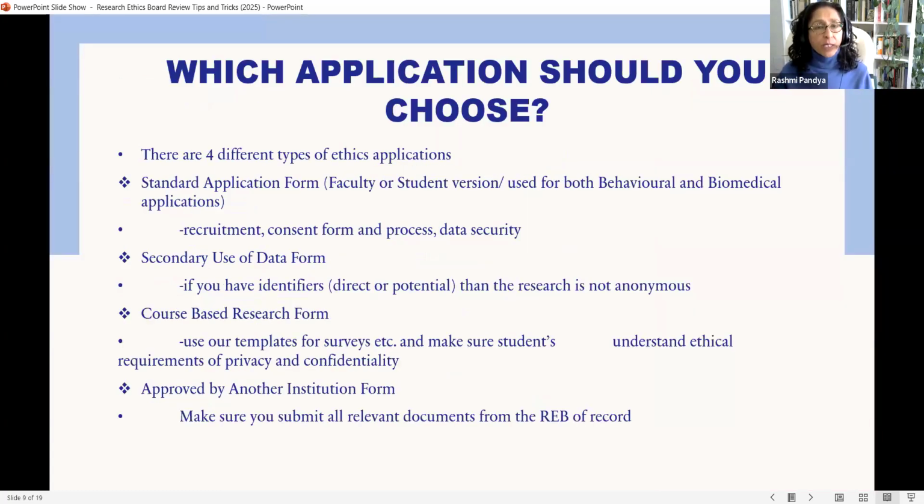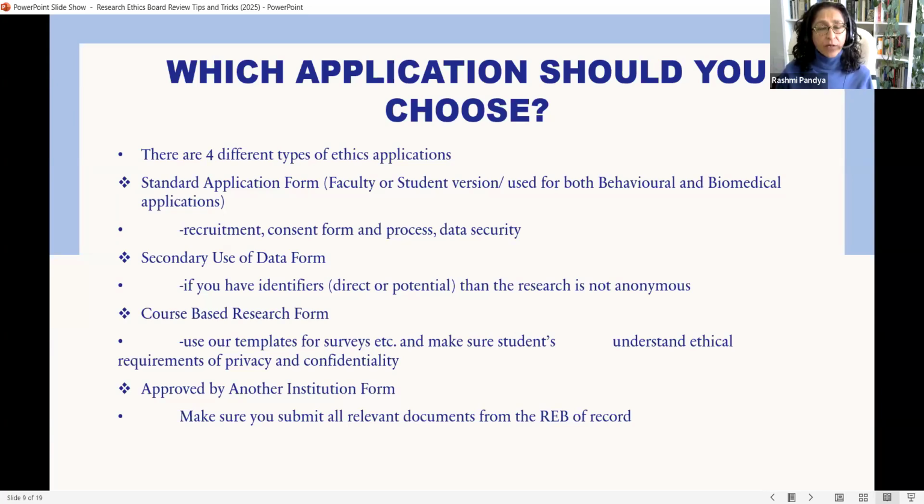We've got 4 different application types. We've amalgamated the behavioral and the biomedical application forms into a standard application form. There's a faculty and a student version. Please be sure if it is a student project that you use the student application form. Those are fast tracked. So you want to make sure you're using the correct form, please. Things to consider, we're going to talk a little bit more about these, are things like recruitment, the consent form and the consent process, data security. There's a secondary use of data form.